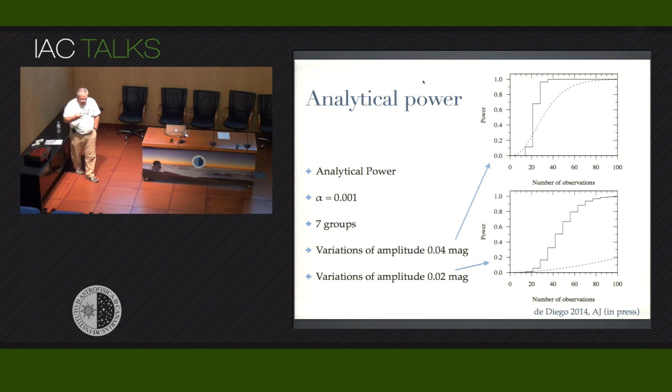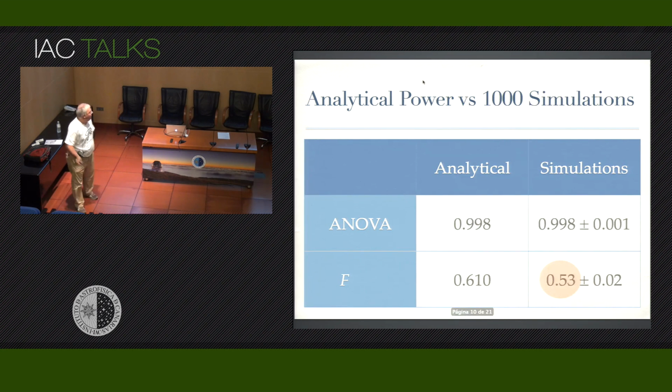But I said that the power also depends on the effect size. If you decrease these variations to a half, 0.02 magnitude, the F-test basically doesn't find anything, and with the ANOVA you still have some power at a low number of observations. This is analytically, but what happens when you compare this with simulations? Well, the ANOVA analytically and simulations agree very well, but for the F-test, the analytical power is larger than the actual power you have in the simulations.